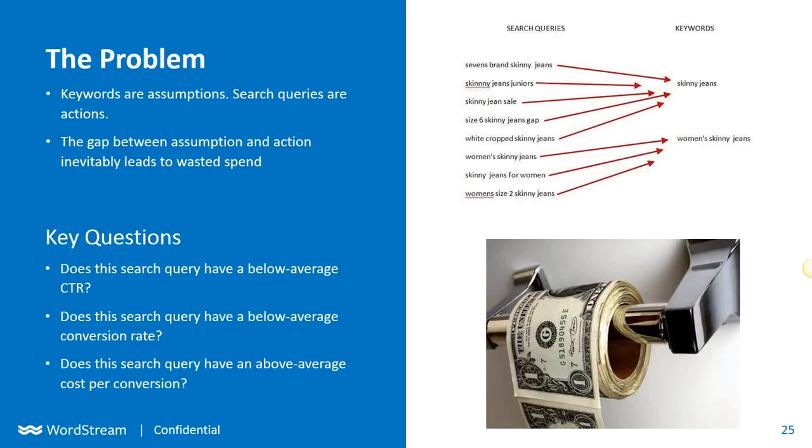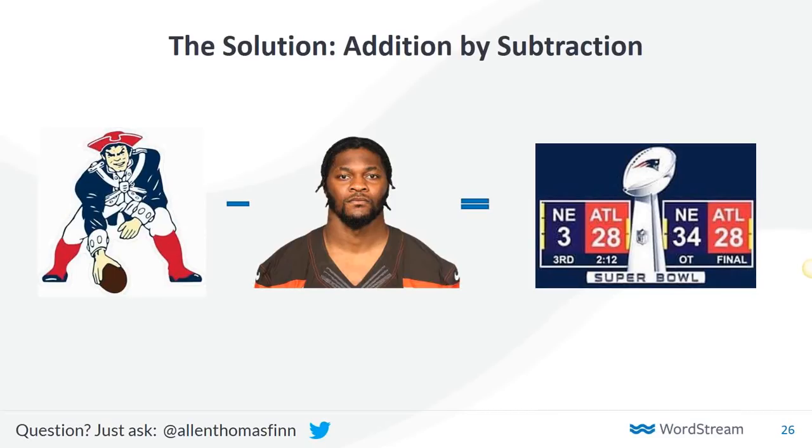So the big issue here is that keywords are our assumptions. As advertisers, as marketers, we are assuming that people are searching for particular things. Search queries, on the other hand, are representative of action. And the gap between our assumption and the actions taken by our searchers inevitably leads to wasted spend. If we look at the top right here, there are some search queries, a lot of them very disparate, and they're matching out to keywords that are a bit too broad. They could be longer tail for sure, but it shows how many different ways there are that you could be wasting money by putting your ads in front of the wrong people's eyes. And obviously, our goal is not to waste money. The solution here is to add negative keywords, or addition by subtraction.